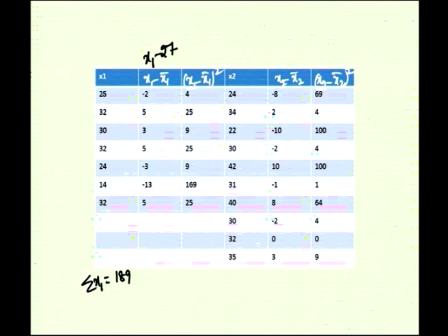So, x1 minus x1 bar will be x1 minus 27. Each value is subtracted with 27. This is 25 minus 27, 32 minus 27, 30 minus 27, like that this particular column is formed. And then its square values, 2 square, 5 square is 25, 3 square is 9, like that this tabular column is formed. Then we have x2 values written. There are 10 values: 24, 34, 22, 30, etc., up to 35.